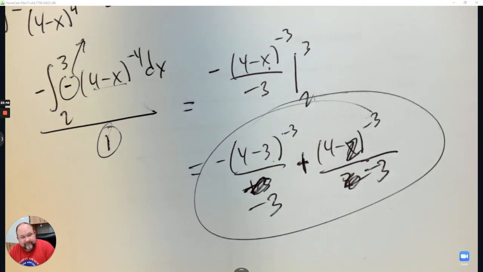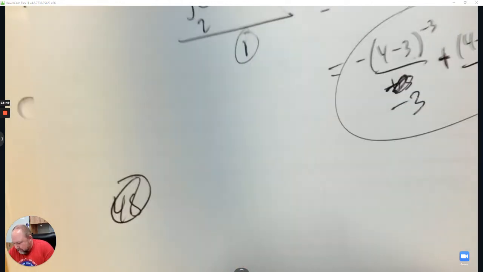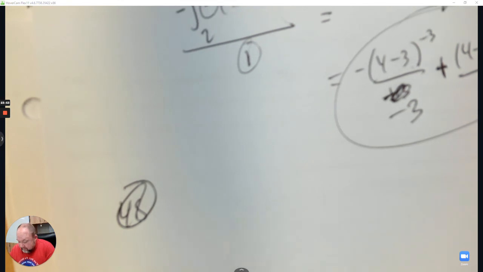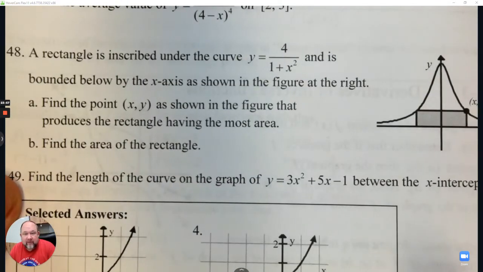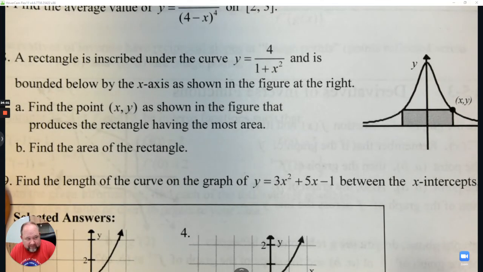48. A rectangle is inscribed under that curve, and there's a picture of it right in the book. And it says, find the point as shown in the figure that produces the rectangle having the most area.